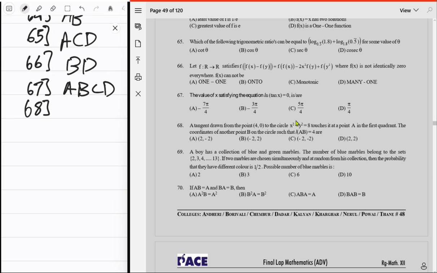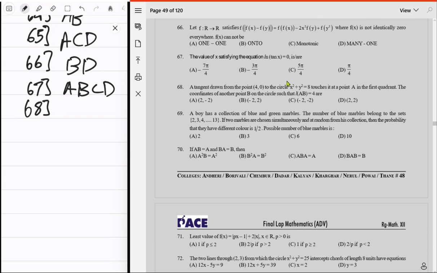68. A tangent drawn from the point (4, 0) to the circle touches it at point A in the first quadrant. Find the coordinates of another point B on the circle such that the length of AB equals 4. The distance from (4, 0) to the center is 4, and the tangent length is 2 square root of 2.